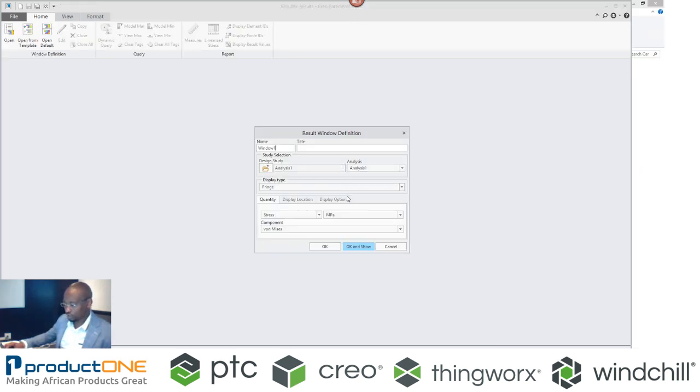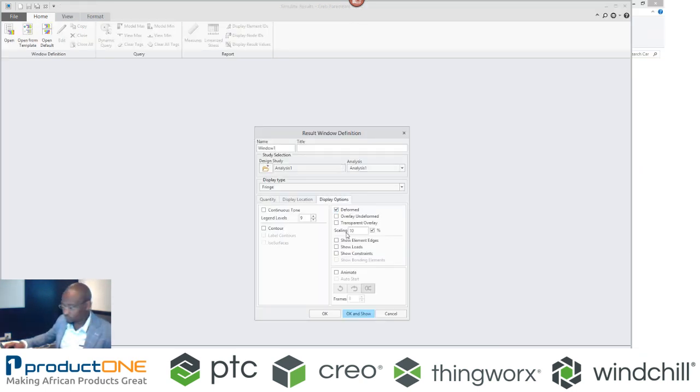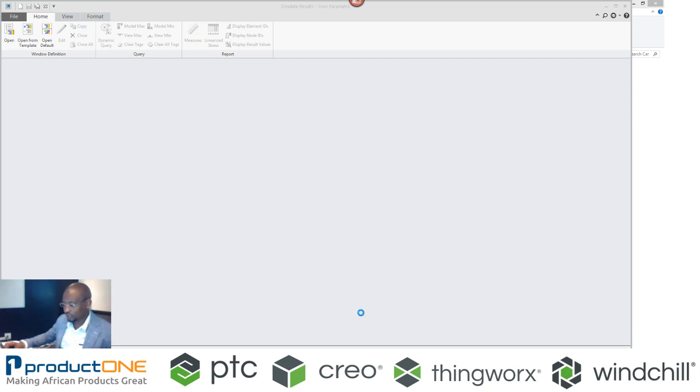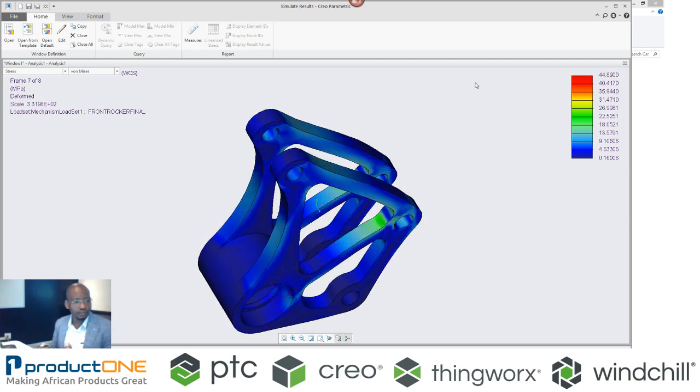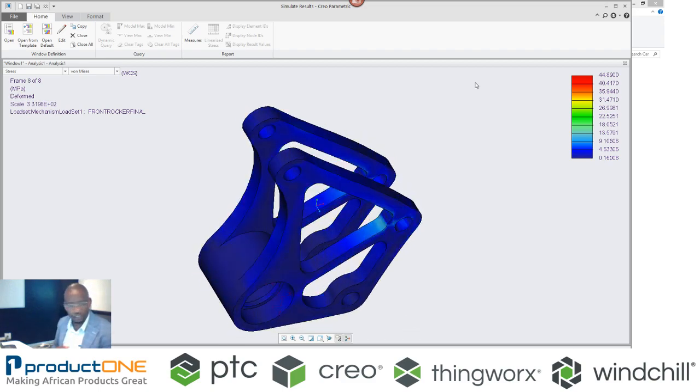So I can showcase the deformed state. Of course, I can exaggerate that. I can animate this. And just like that, I get to see that this component will experience 44 megapascals as a result of those reaction forces.